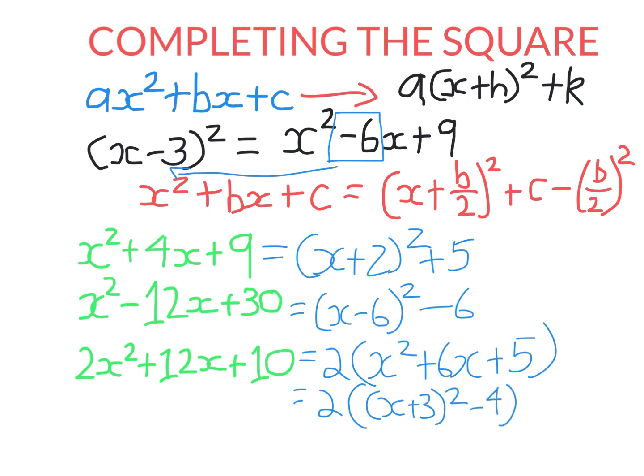Okay, so now I can expand the brackets. I get 2 times x plus 3 squared, but I also need to times the 2 by the negative 4. And 2 times negative 4 is negative 8. So now all of these are in turning point form, and I'd be able to graph them easily.